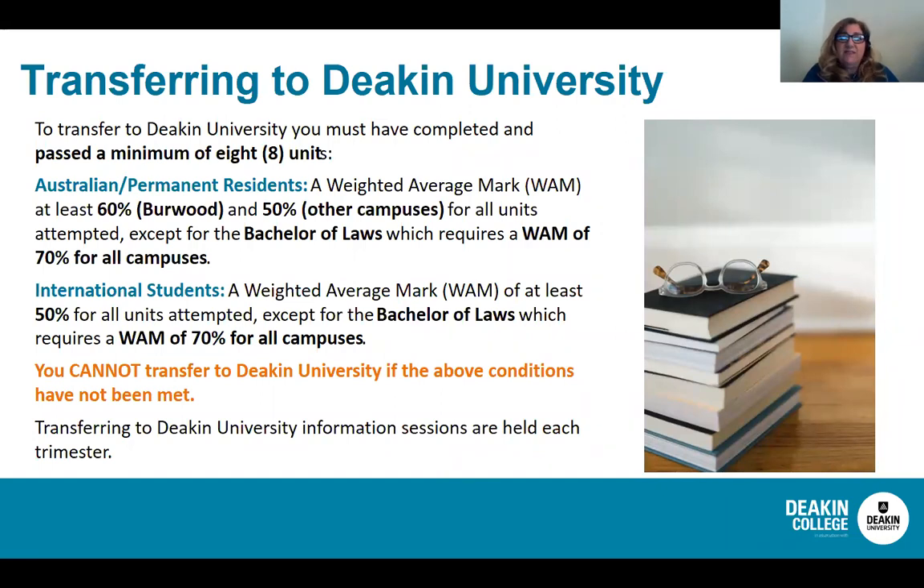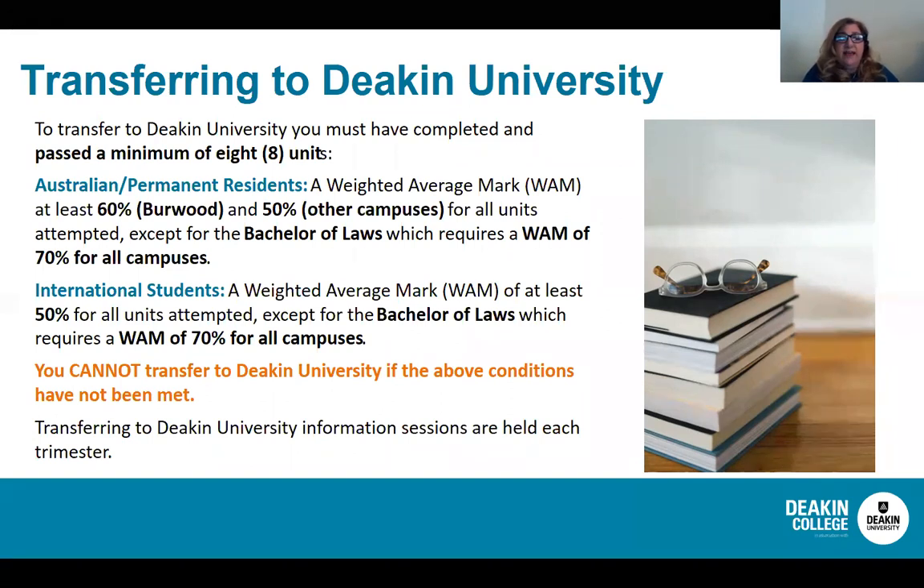In order to transfer to Deakin University, like I said before, you need to undertake and pass the 8 core units. Now, if you are an Australian or permanent resident student, in order for you to be offered a place at Deakin University, you need to achieve a weighted average mark, which we abbreviate as WAM, of 60% for you to get a Burwood place, and 50% for you to get a Waterfront, Geelong or Warrnambool place. However, if you're thinking of undertaking the Bachelor of Laws, then you will need a weighted average mark of 70%, and that goes across all campuses.